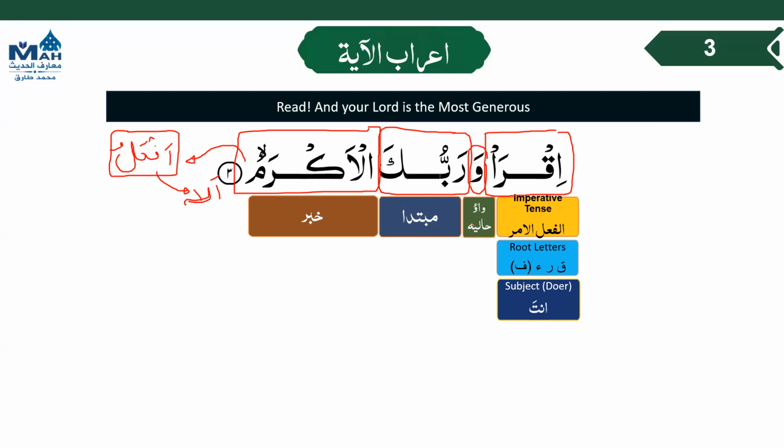So Iqra wa rabbukal akram. Allah subhanahu wa ta'ala is generous. If we are making sins, He is generous. He is not giving us punishment immediately. He is giving us time to repent. Even those people who do not recognize Allah subhanahu wa ta'ala, even then He is giving them their food, their life, their health, everything. Allah subhanahu wa ta'ala is providing them. So He is the most generous.